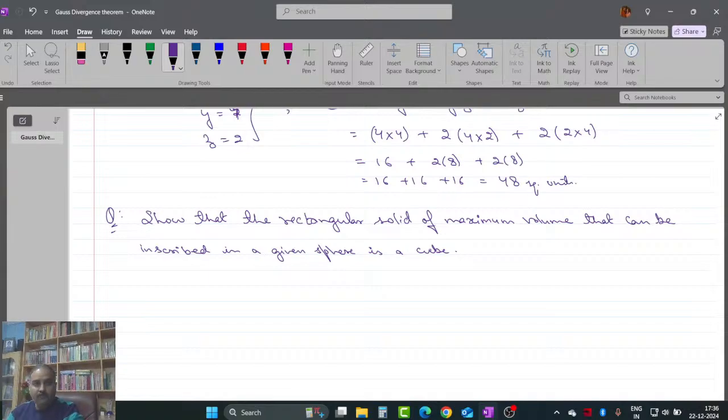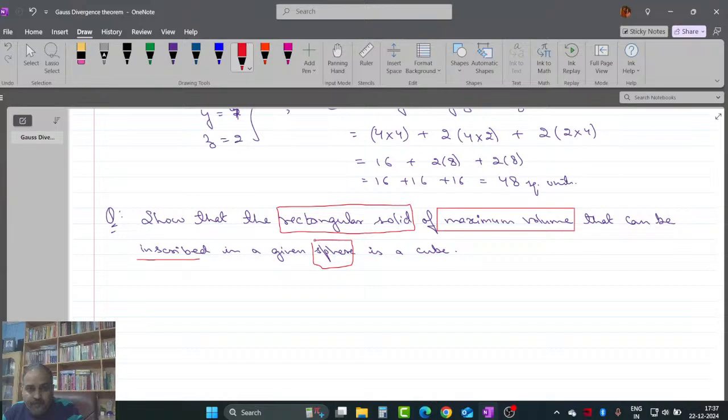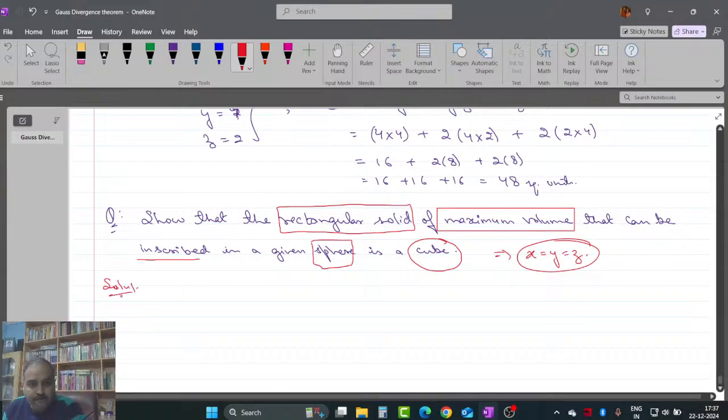Now coming to the statement, what is being required? Show that the rectangular solid, I have taken a rectangular solid, has maximum volume, we have to show that its maximum volume, and that can be described in a given sphere. That means I have to inscribe a rectangular solid in a sphere and show that the rectangular solid is nothing but a cube. That means I need to prove that length is equal to breadth is equal to height. This will be my task to complete in this question. Okay, so let's start the solution.